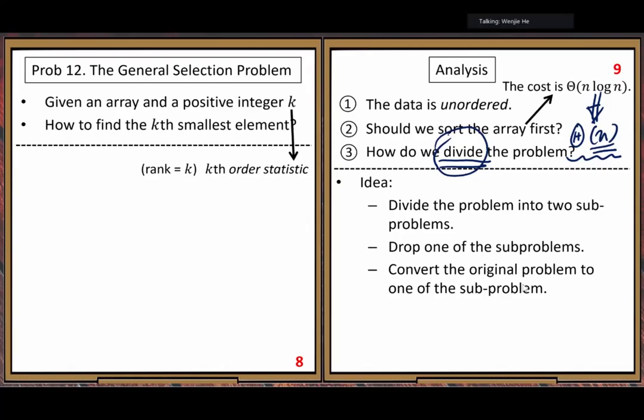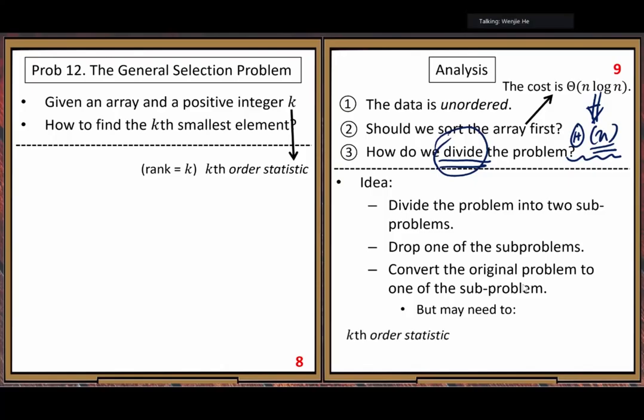So this first step, the divide step, is very critical. The remaining conquer, we can do with recursion. Divide and conquer, recursion. So the most difficult step is the divide step here.